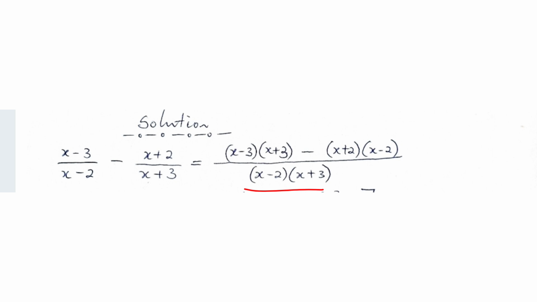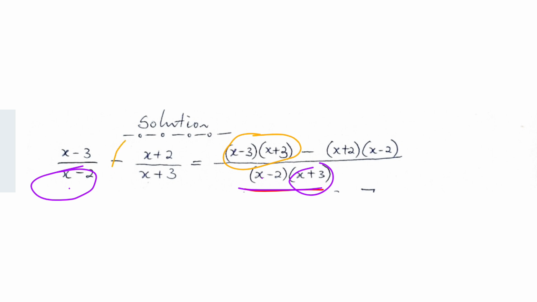Right, so then to simplify this, we take the denominator of the first fraction and divide it into the lowest common multiple, which will give us x + 3, because the x − 2 will cancel the x − 2, leaving us with x + 3. Then the x + 3 will multiply the numerator x − 3. So it will look like this: x − 3 times x + 3.